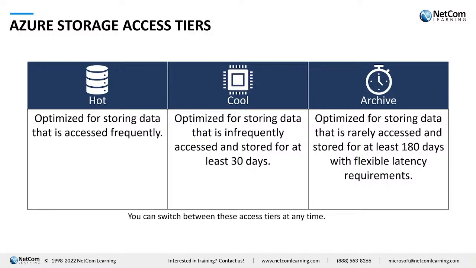Cool storage is optimized for storing data that's infrequently accessed and then stored over a 30-day period, okay? And then if it's required, it can jump to hot, and if it's not, then it leaves it at cool and so forth. And the system can automatically flip back and forth for things like caching and so forth.